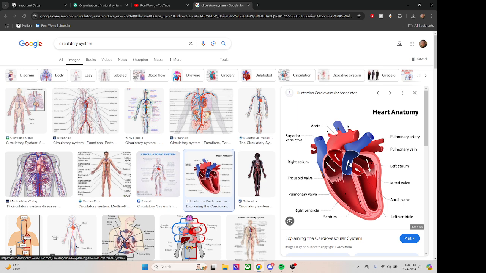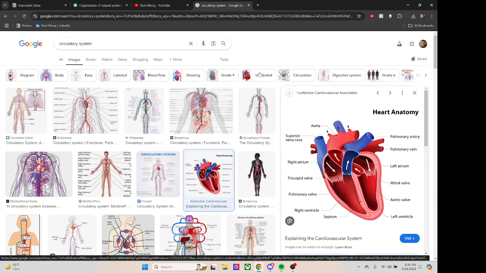Okay, next we've got the nervous system, right? You've got your central nervous system and your peripheral nervous system. The central nervous system is everything to do with your brain.